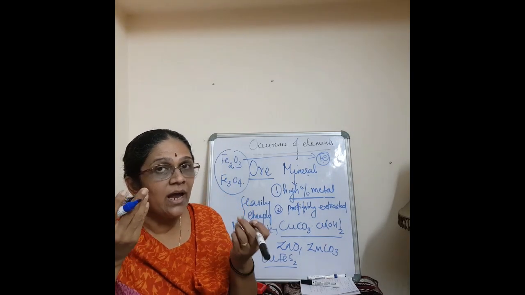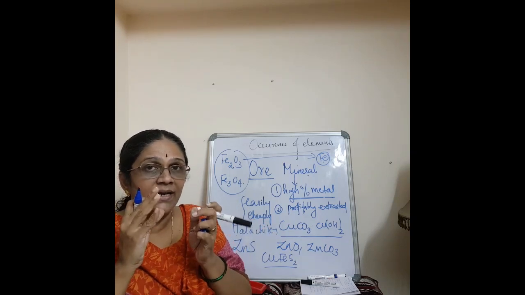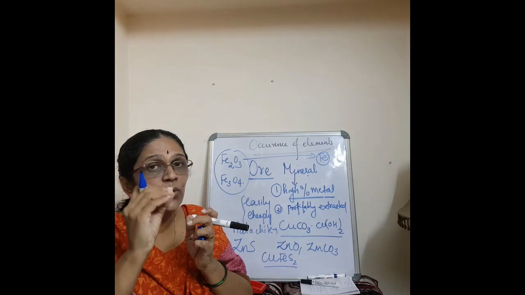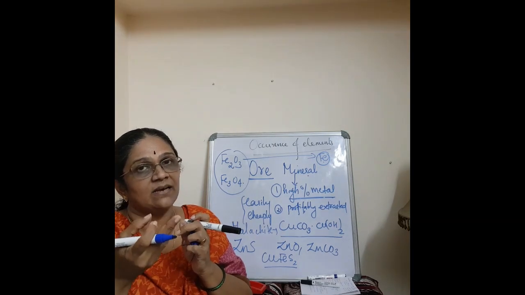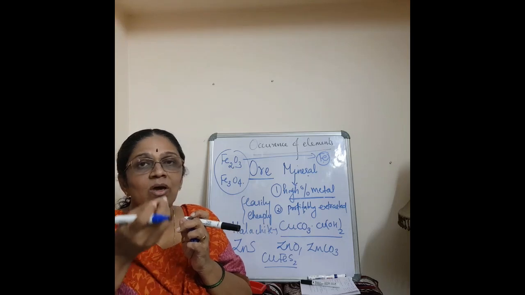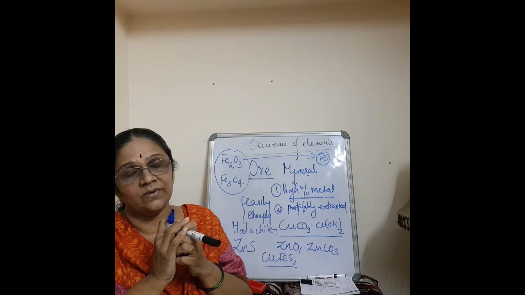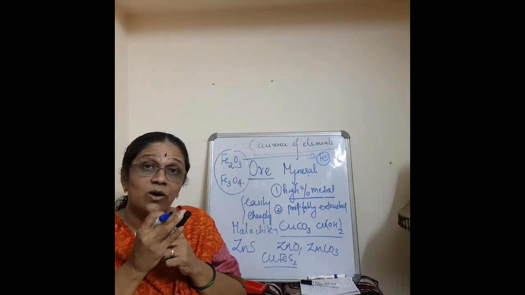So now you got an idea of what an ore is, isn't it? So ore contains that metal which we want to extract. Mineral means what? Compounds having that metal, isn't it? So metals can be extracted from ore.